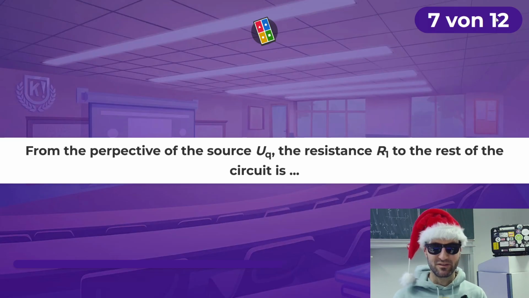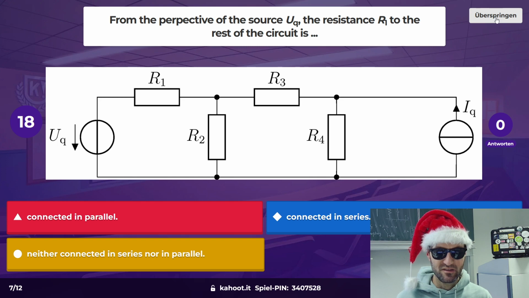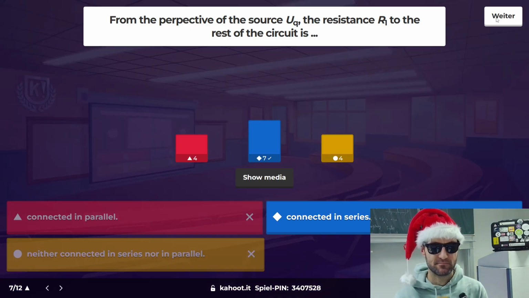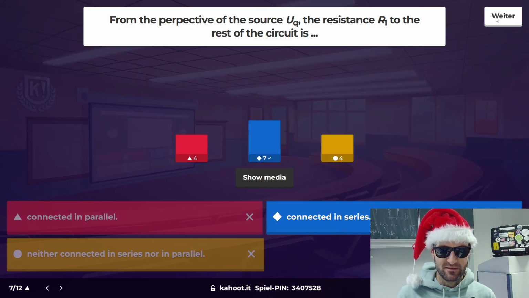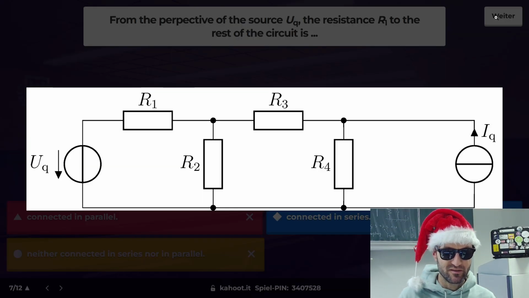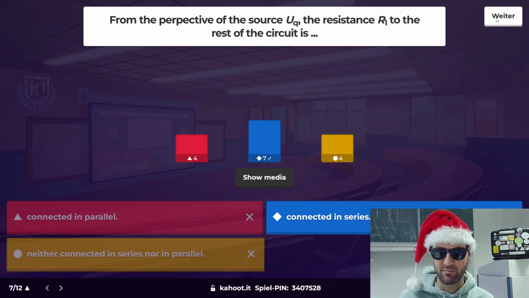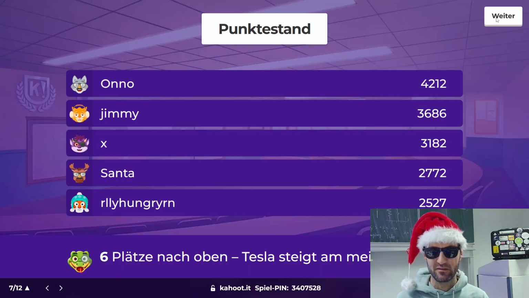So the 7th of 12 questions is, from the perspective of the source, the resistance R1 to the rest of the circuit. So we are looking from this source, how is this resistor connected to the rest of the circuit? In parallel, in series, or neither in series nor in parallel? Okay, it's of course connected in series, right? Looking from here, this is in series to all other stuff that happens here on the back. So the blue answer is the correct answer.